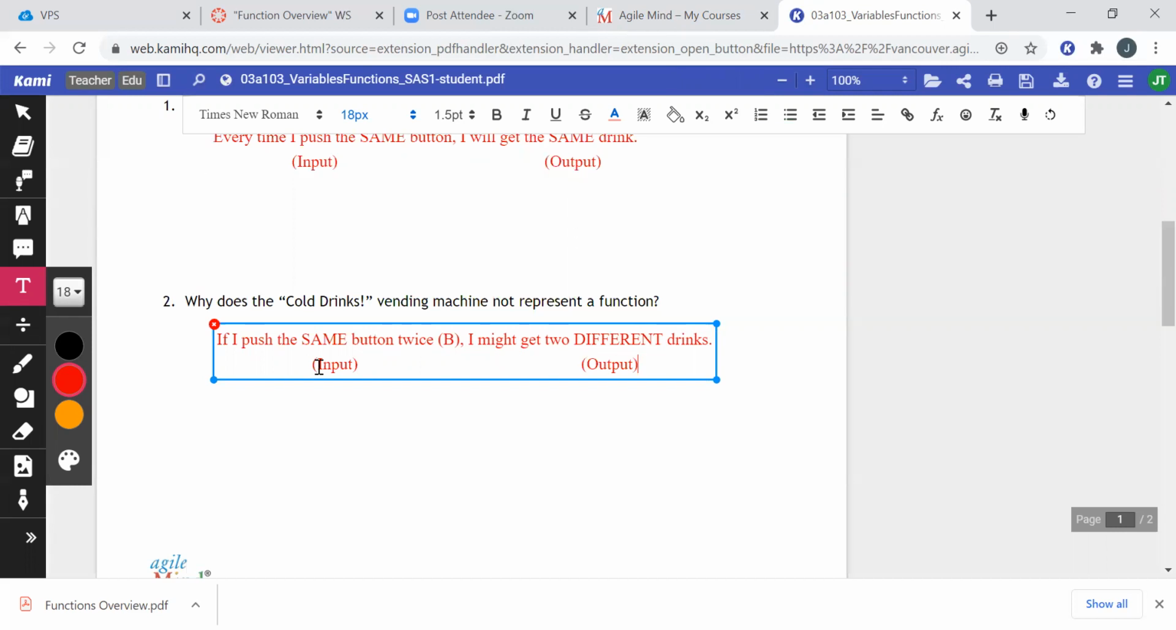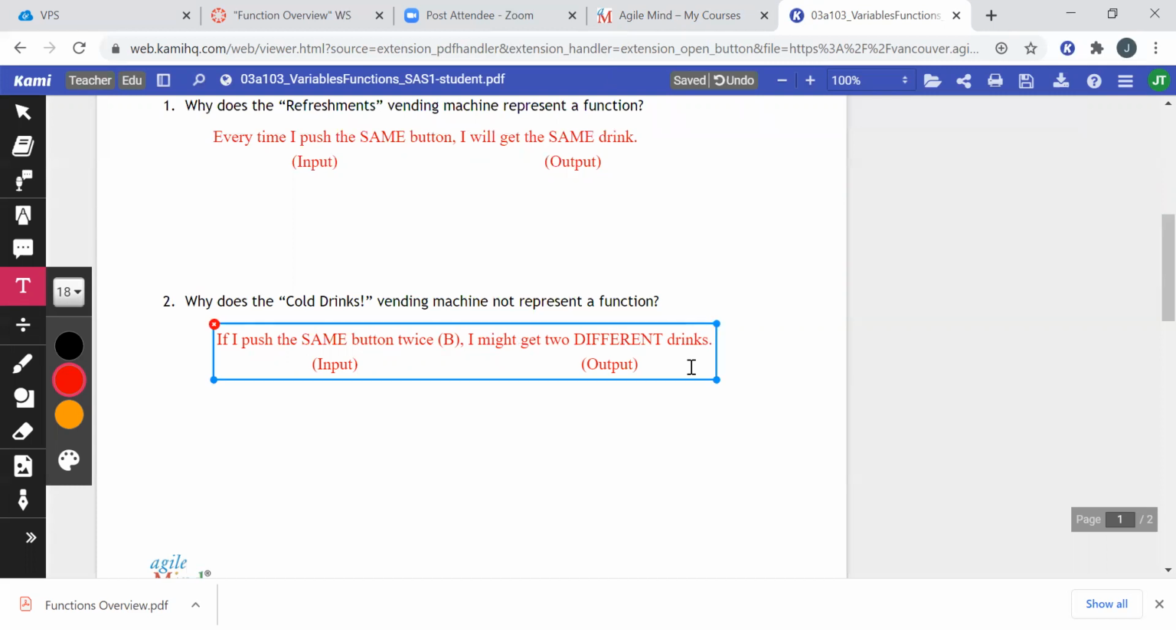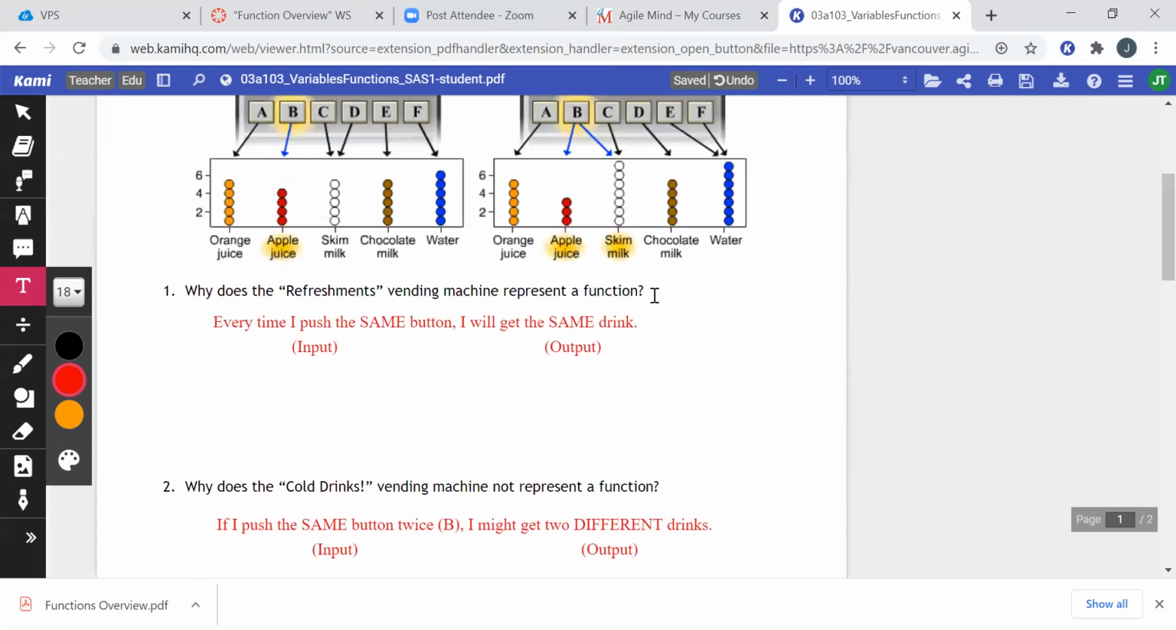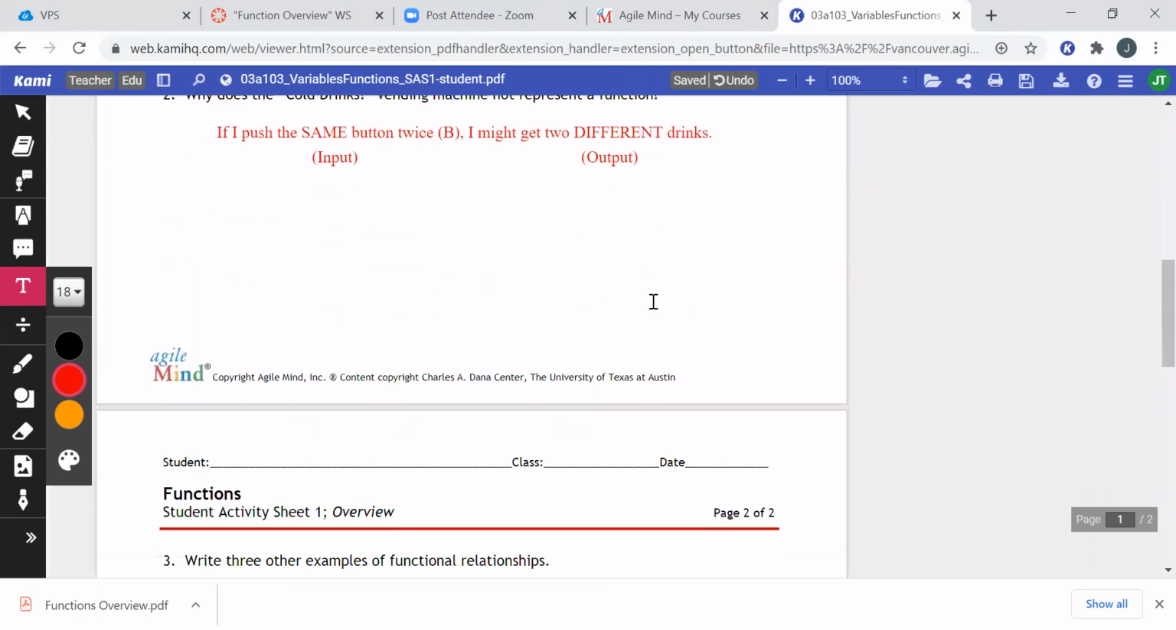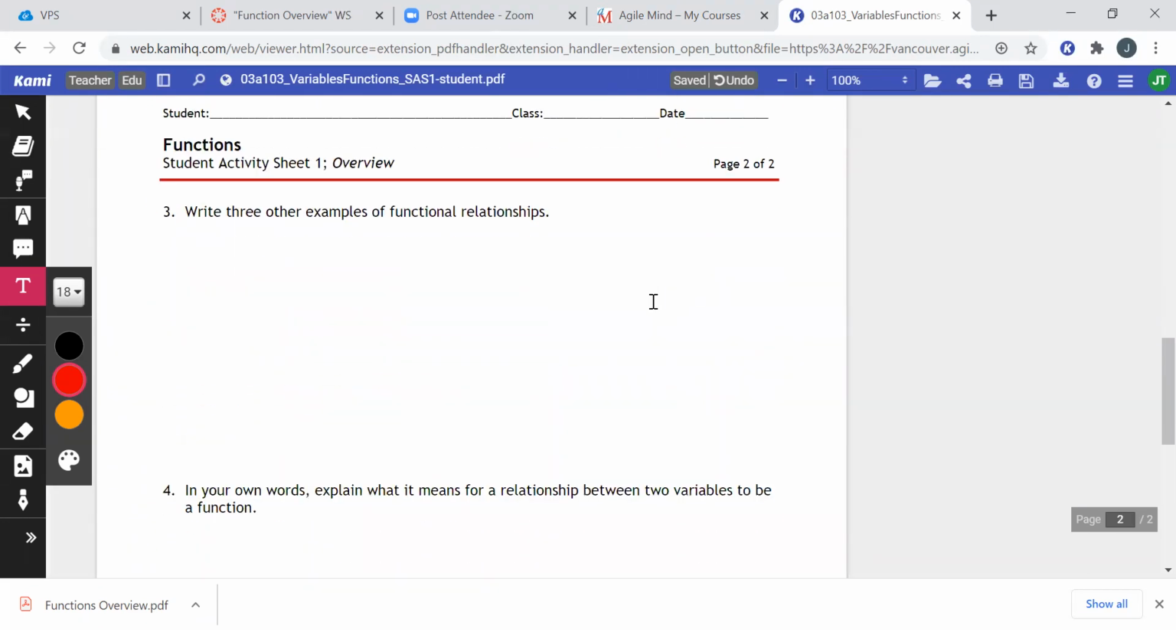Okay, so if I do the same thing, I might have 2 different outcomes. That is an undependable situation. And in functions, we're trying to set up dependable situations, things you can always count on. That is kind of what a function is when you really think about it. Okay, 3 other examples of functions.